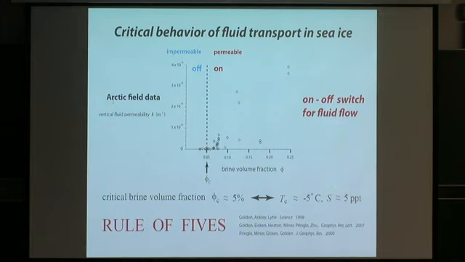In fact, I think it's the same variable that you guys were using. And so, by a coincidence, through something called the Frankenstein-Garner relation that relates brine volume fraction to temperature and salinity, this critical brine volume fraction of about 5% corresponds to a critical temperature of -5 Celsius for a typical bulk salinity of 5 parts per thousand. Hence, this has become known as the rule of fives. You have a rule of threes, or something to that effect.